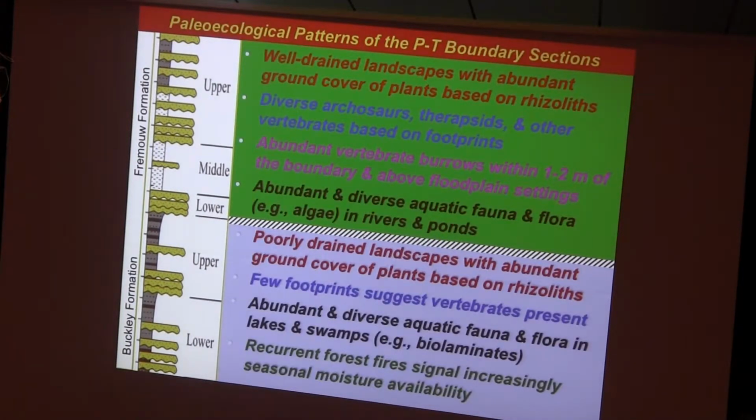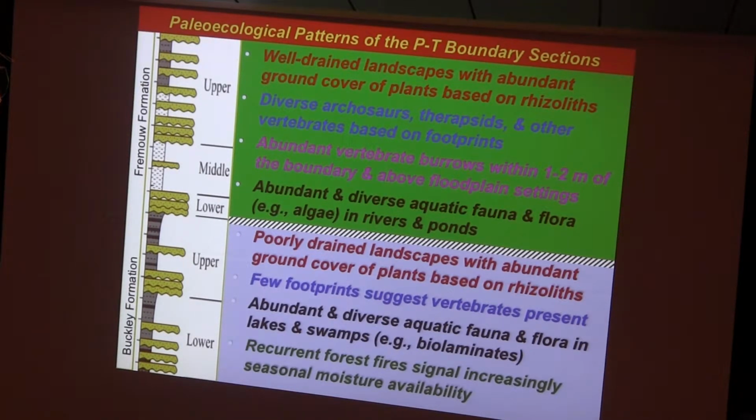All right, so to summarize all that, if you look at it, it's more of a hydroclimate shift. Your poorly drained landscapes, abundant ground cover with plants, and this time it's based on tree stumps and shallow roots and carbonaceous roots. Maybe a few footprints or not, that's a preservational thing. Abundant and diverse aquatic fauna and flora. We see even some biolaminates in the lake sediments. Forests with recurrent forest fires. And it looks like an increasing signal up section.